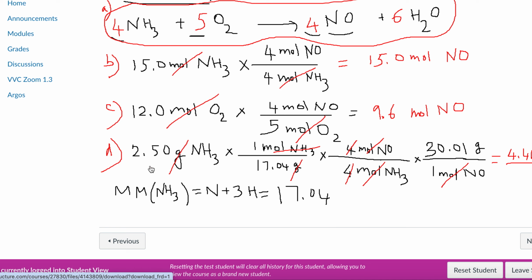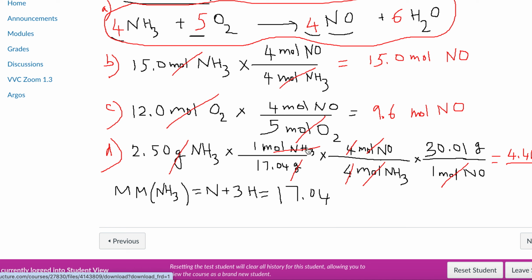Finally, if we got 2.5 grams of ammonia, we can figure out NO by, first, we have to convert ammonia to moles. 1 mole is 17 grams, 17.04, because ammonia is nitrogen 14.01 plus 3 hydrogens 1.01. So you got 17.04.